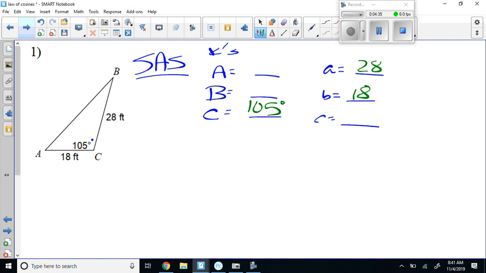So we've got to find side c, angle A, and angle B. Which one do you think would be the easiest to go do? Side C. So let's get in the habit of writing this down. What is the equation if I want to find side C?